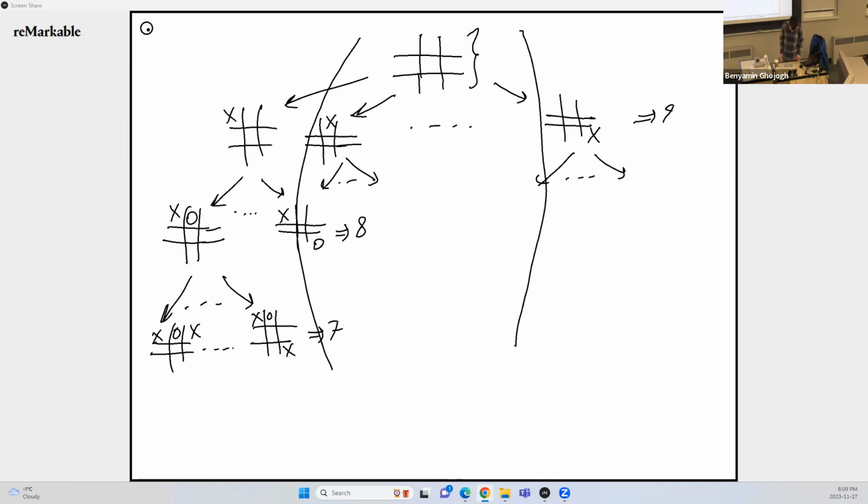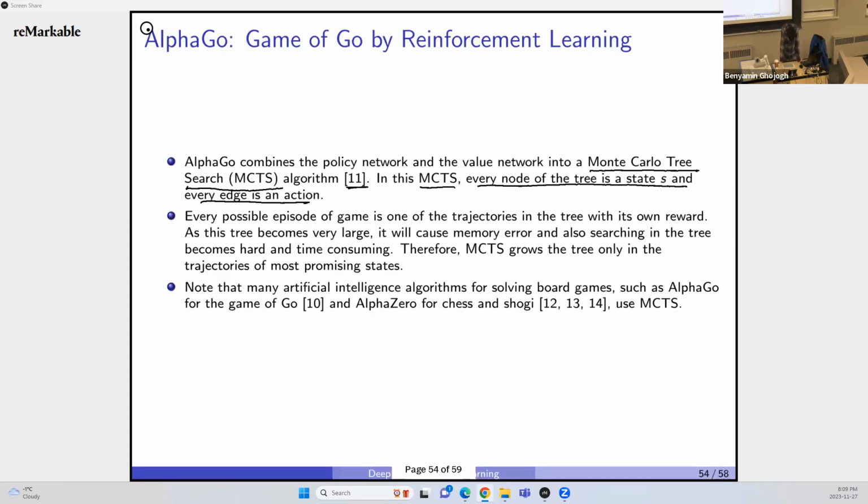Interesting. Okay. Now, every possible episode of the game is one trajectory in the tree and it has its own reward. Agree? As the tree becomes very large, you will get a memory error, and so you need to do MCTS.